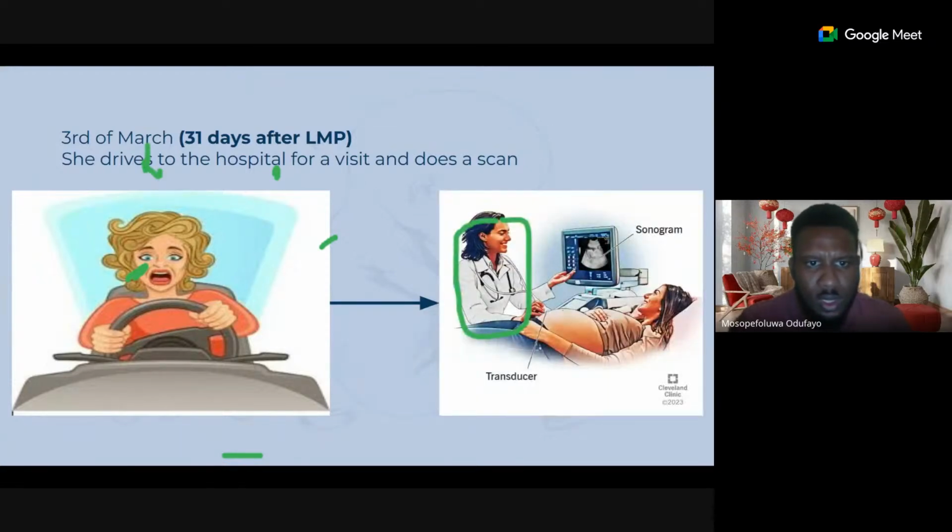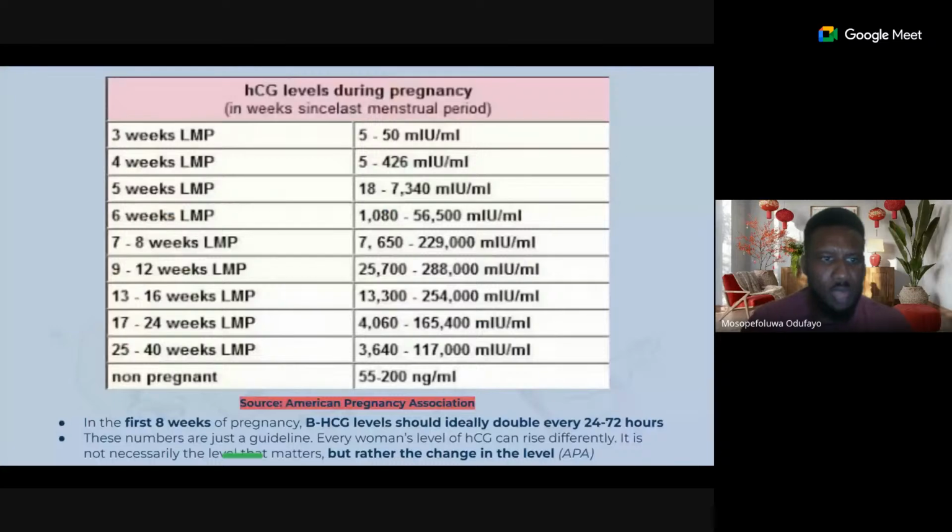So what then are we supposed to see on the scan from this period onwards? Before I talk about this, let me bring you back to this table here. This is a table that shows us the beta HCG levels. Yeah. So we are seeing the beta HCG levels here.